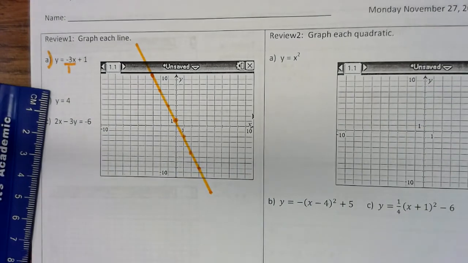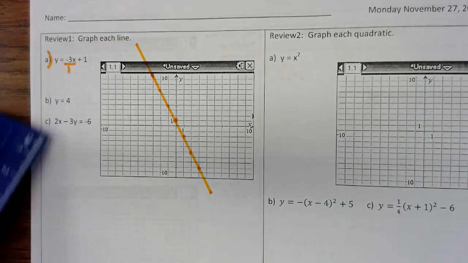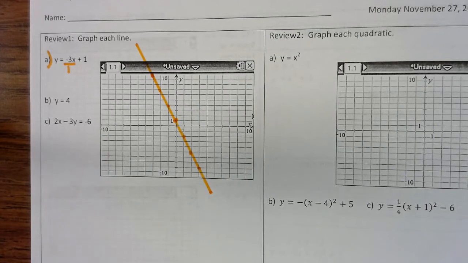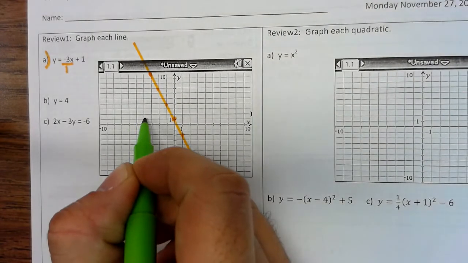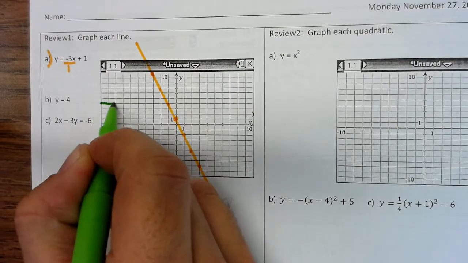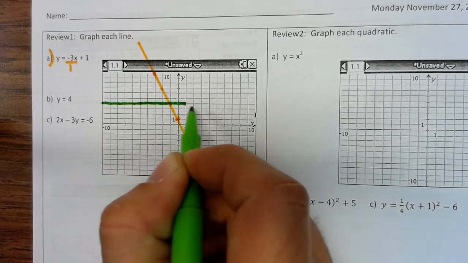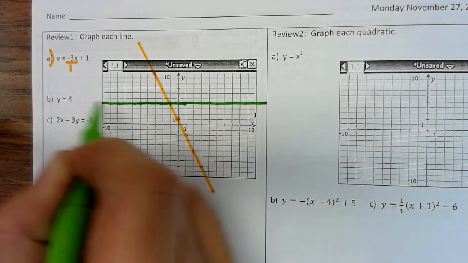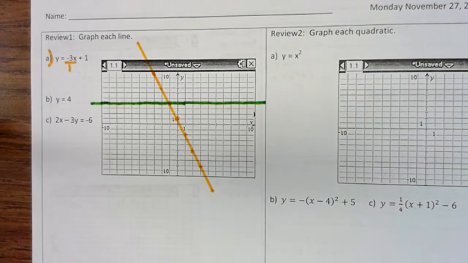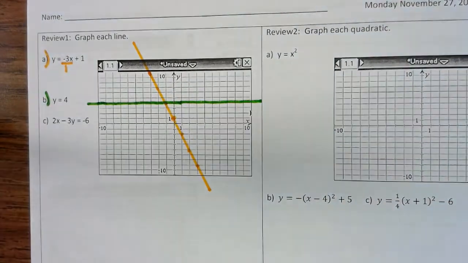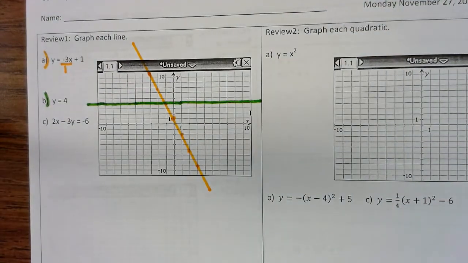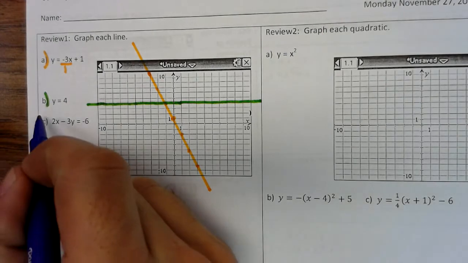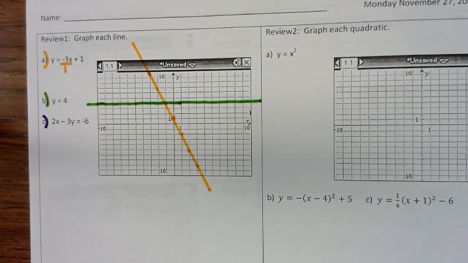Okay, now we know from our notes that if it's y equals a number, it's a horizontal line. So in this case, it's a horizontal line at 4. 1, 2, 3, 4. Okay, and then graphing in standard form.